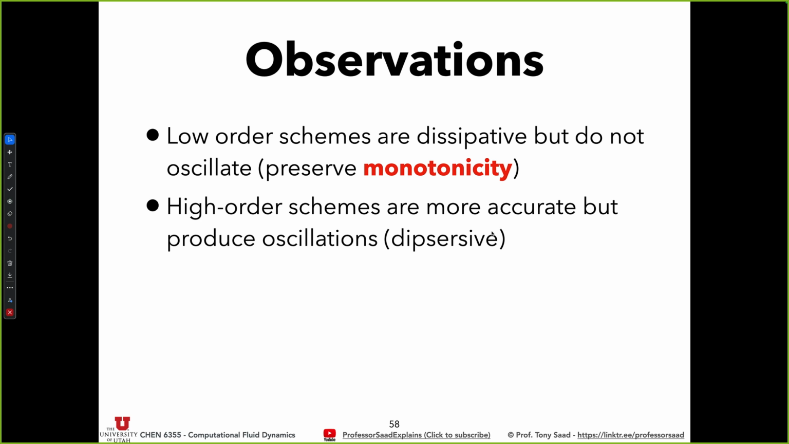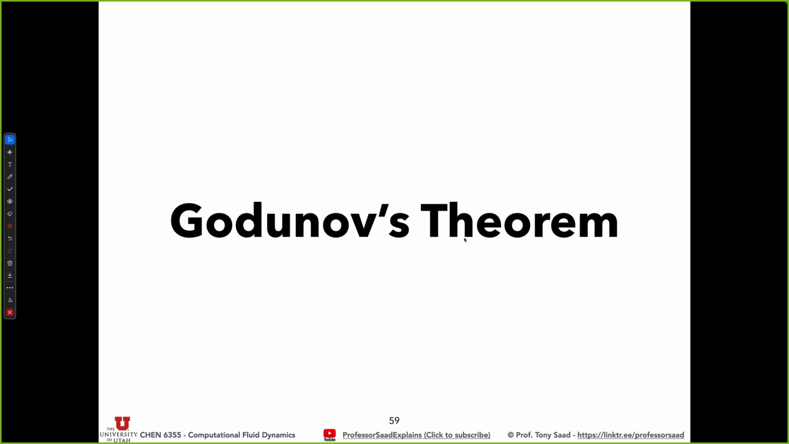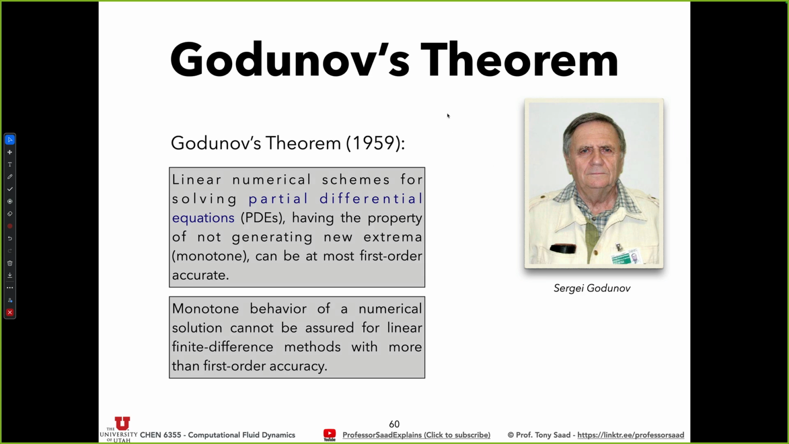They had these observations, and they didn't understand what's going on until Godunov came in, and this was the topic of his PhD. So in 1959, Sergei Godunov, a Russian mathematician, had this as the topic of his thesis. He discovered and proved that linear numerical schemes for solving PDEs, having the property of not generating new extrema, can be at most first order accurate. Or in other words, monotone behavior of a numerical solution cannot be assured for linear finite difference methods with more than first order accuracy.